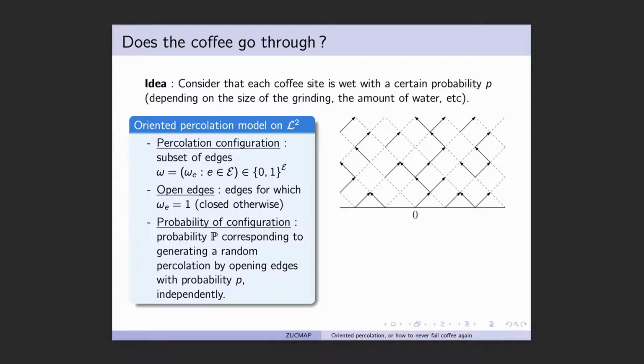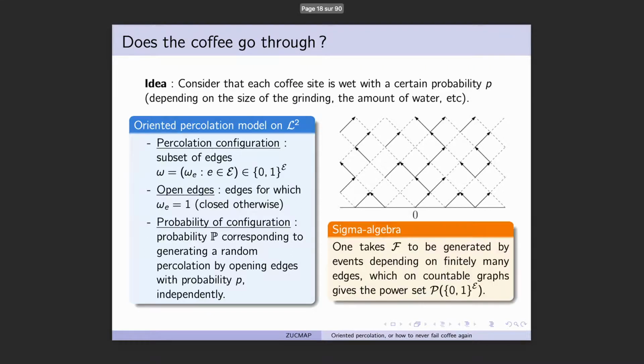And for those who have followed a bit of probability theory, if you are wondering about the sigma algebra, we would take this one, which gives the power set. So yeah, the boxes in orange will be for those who have seen a bit of probability theory. If you don't understand what this is, it's not really a problem for now. So that's it about how we model this process of coffee making.